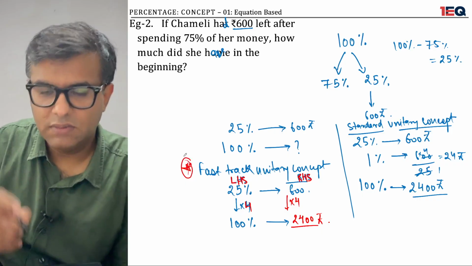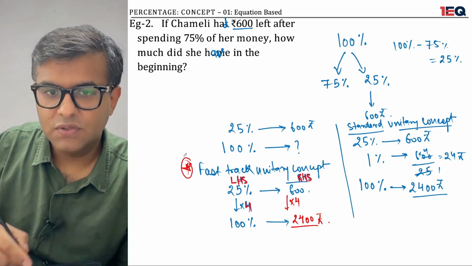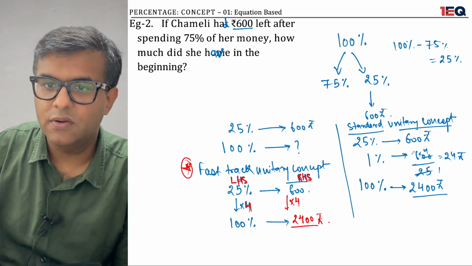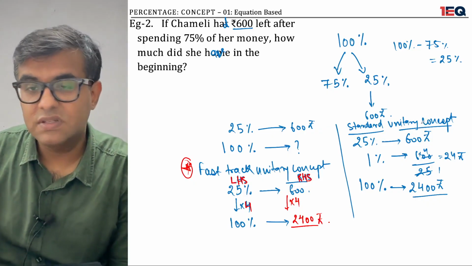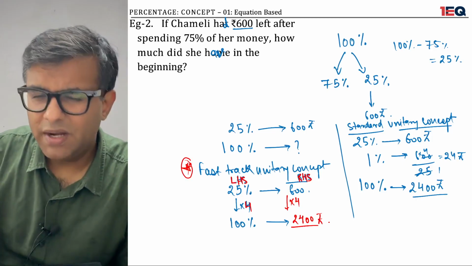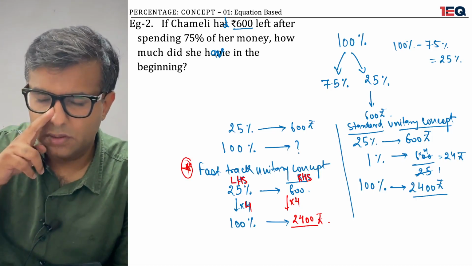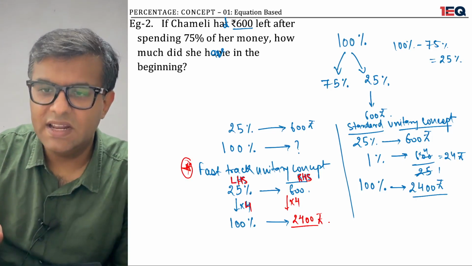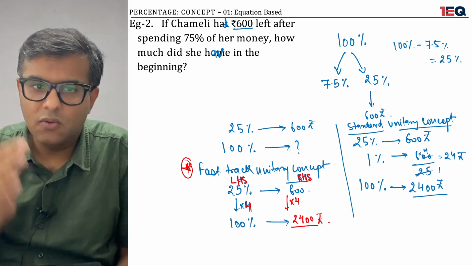Always think of solving things with the fast track unitary concept. Even if you still follow the standard unitary concept, believe you me, I have no problem. But just to save maybe 2 or 3 seconds out of your entire calculation, I would recommend going for the fast track unitary concept.